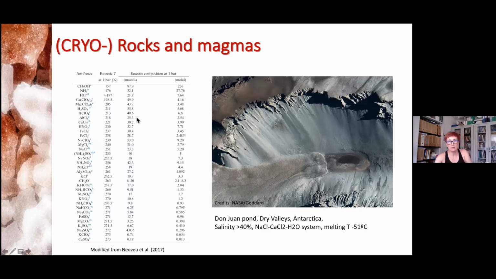You can see here a list of these antifreezer compounds for endogenous fluids proposed by Nouveau et al. with the respective eutectic temperature here of the binary systems with water. For those who are not familiar with the concept, the eutectic is the lowest melting temperature of a chemical system. So remember that, because this term will appear many times during the talk.